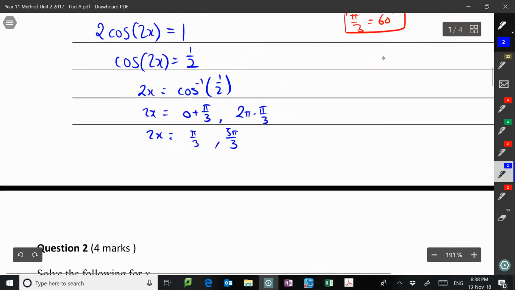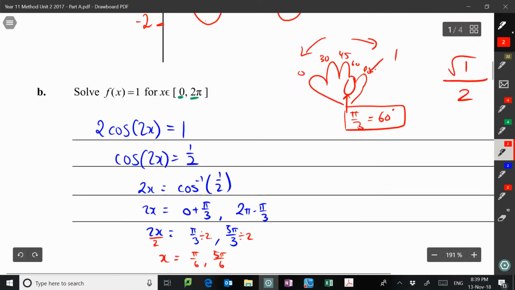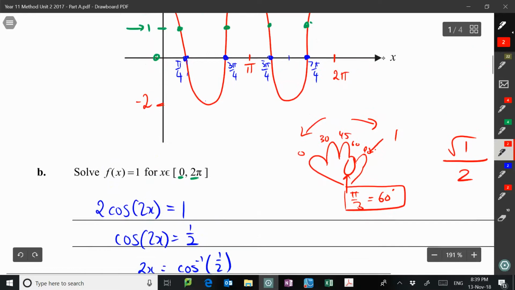Now, if you actually solve for this, if you divide both sides by 2, okay, so I'm going to do it in another color so you can see. This is x. If I want to find what x is, I'm going to divide this by 2, divide this by 2, divide this by 2. That will give me x is equal to pi on 6 and 5 pi on 6, right? 5 pi on 6 is 30 degrees. So you can see 30 degrees makes sense to be here.